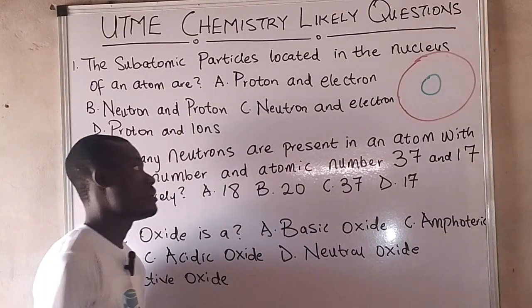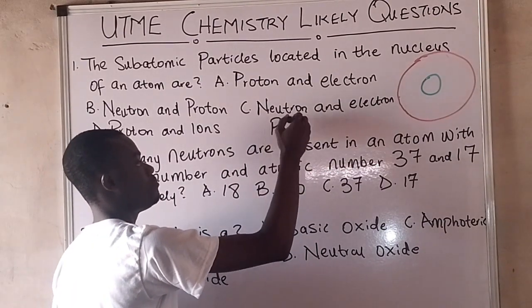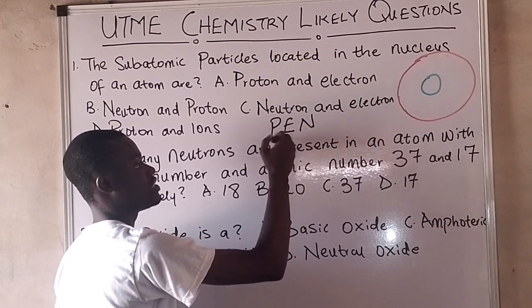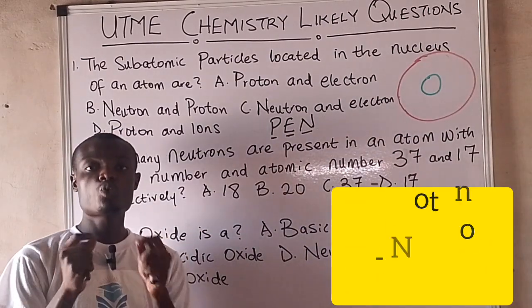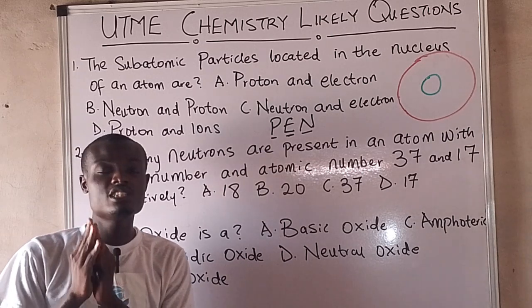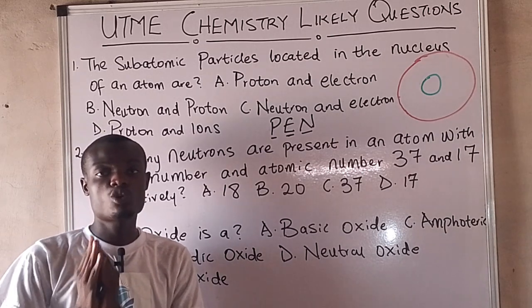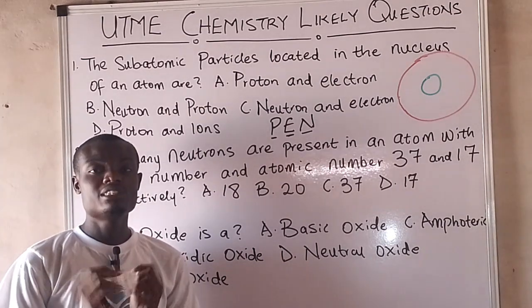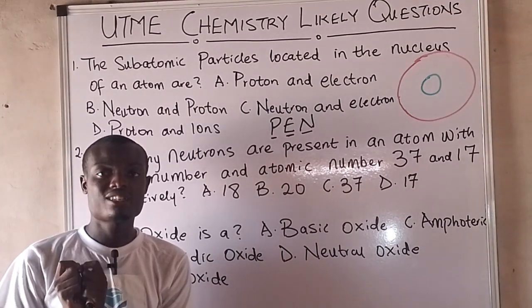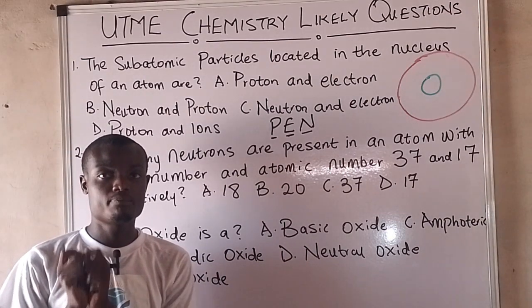So remember, PEN, P-E-N, where P is for proton, E is for electron, and N is for neutron. So within an atom, we can find 3 subatomic particles called proton, electron, and neutron. But mind you, there are specific portions within an atom where you can find these particles.